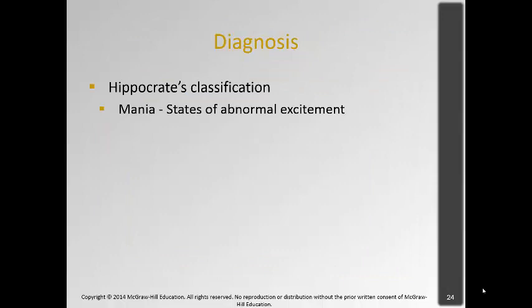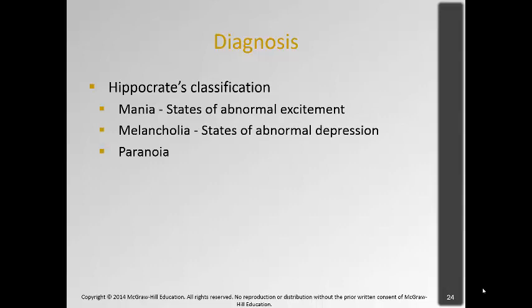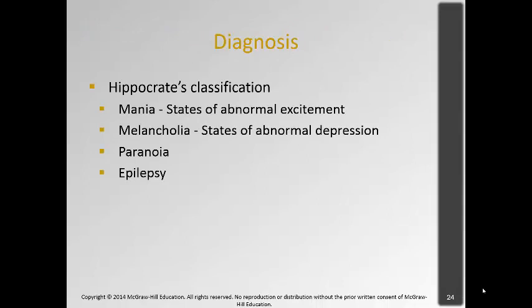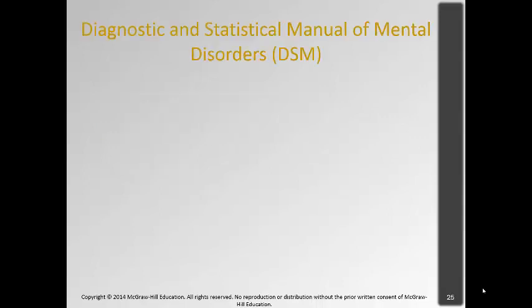So Hippocrates was one of the first to come up with a classification system, and he described mania as a state of abnormal excitement, melancholia as a state of abnormal depression, paranoia, epilepsy. And so you can see that already back in the day he was talking about a lot of the disorders that we talk about today. So mania for bipolar disorder, melancholia for depression, paranoia for schizophrenia, and epilepsy was probably more of a physiological disorder.